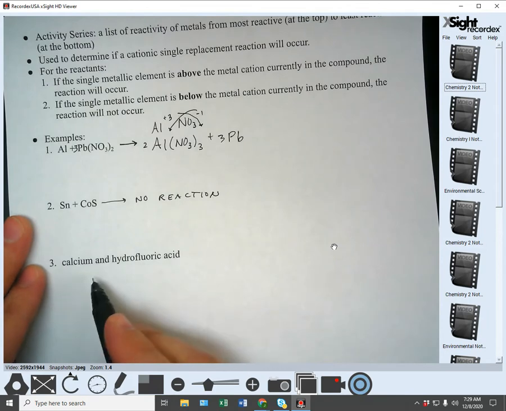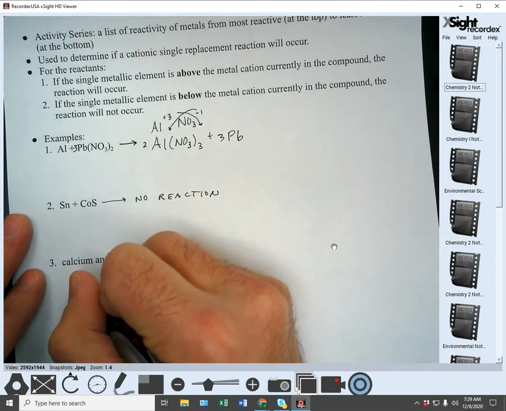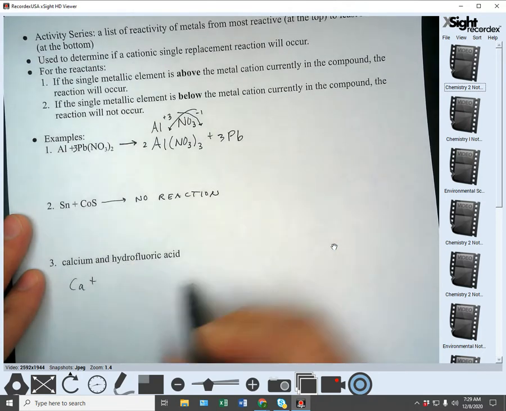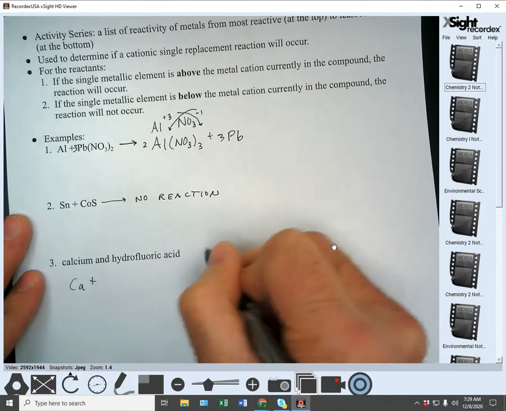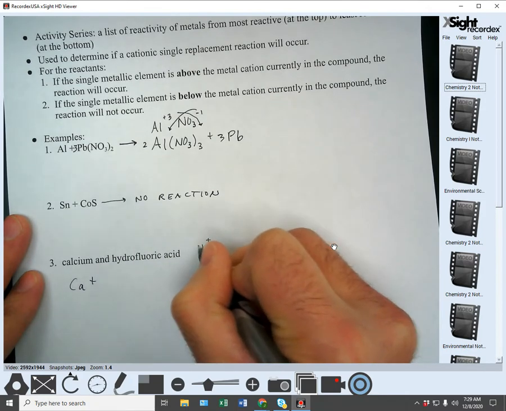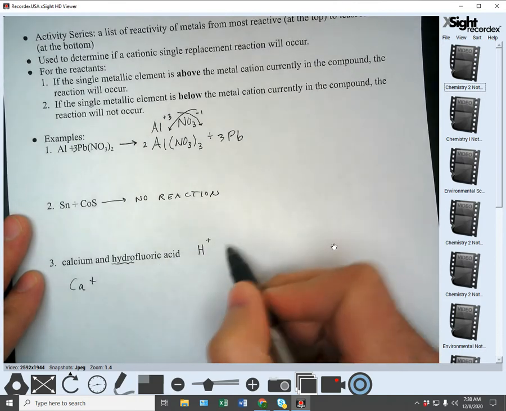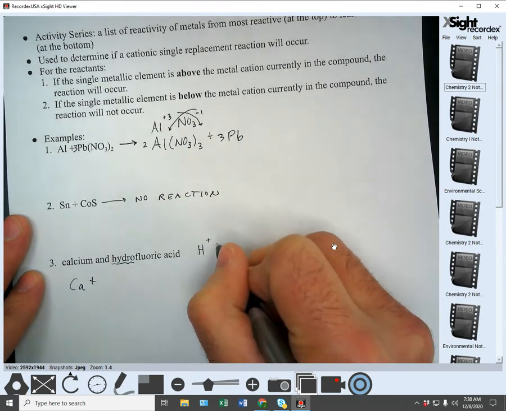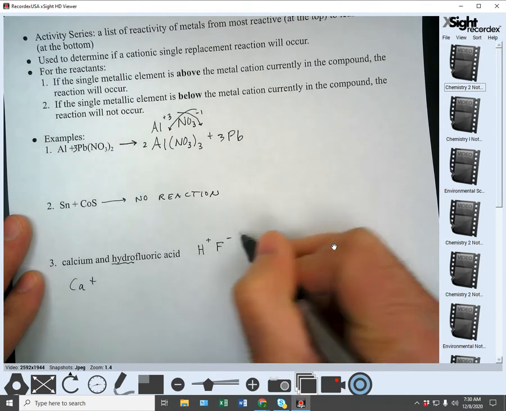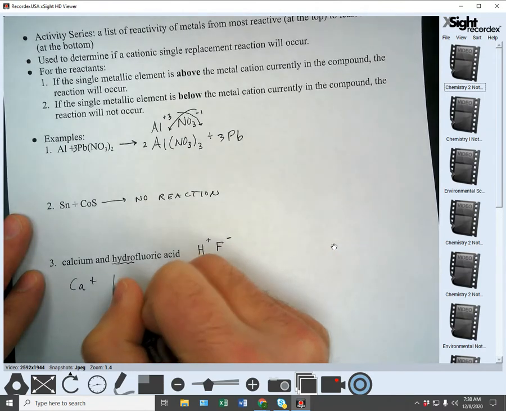So the first thing we're going to do is check and see if it'll happen. But to do that, we've got to know what the substances in the compound are. So we've got calcium, Ca, plus hydrofluoric acid. Now, remember, this is an acid, right? So all acids start with H+. The hydro tells us our anion is monatomic, so it'd be fluoride, which is F-1 from the periodic table. Okay, we cross down, we get HF.